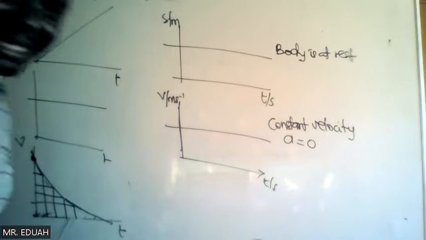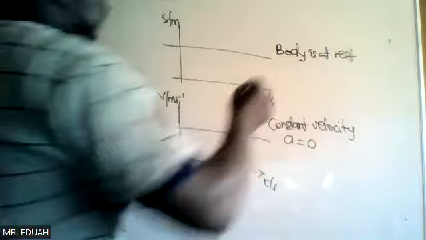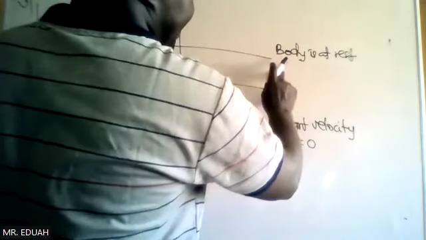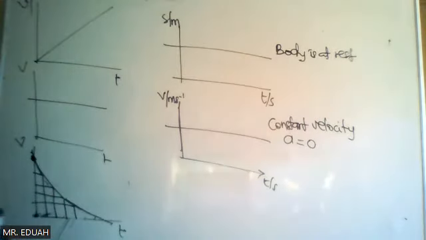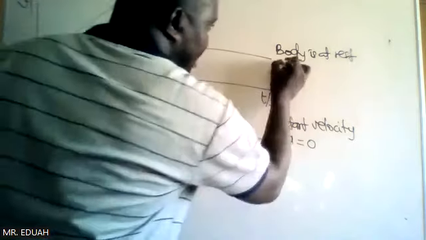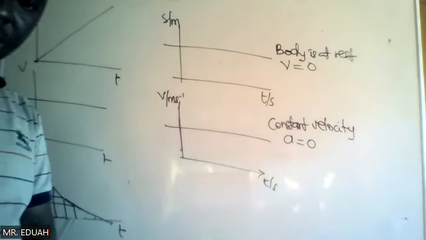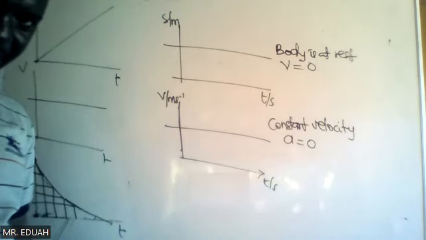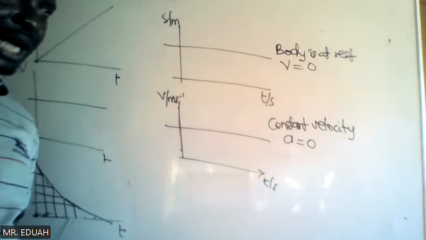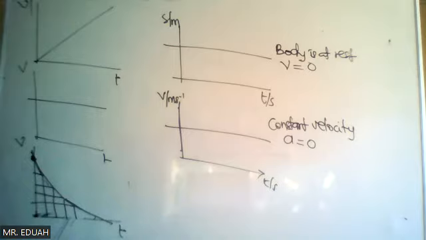Okay, let me add the other ingredients. Jojo, this observation that the body is at rest is correct, but you should have spiced it up with velocity is 0. Do you get it? Della, and then Juliana, and then Nana Kwame, and the rest of you, please.